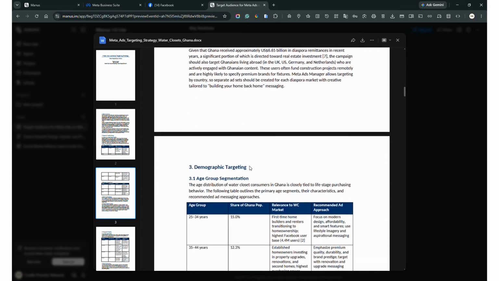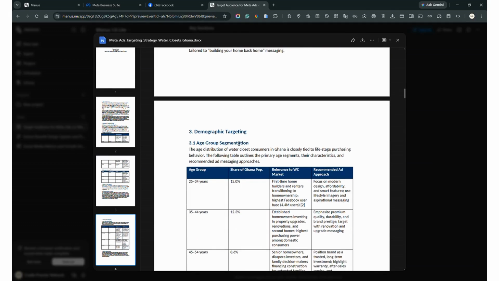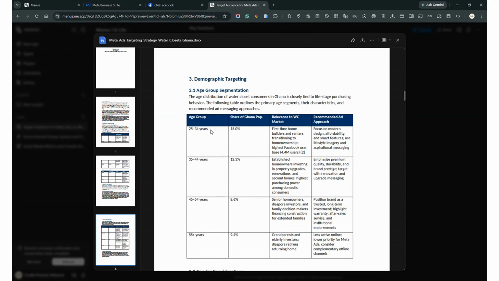And we're also looking at demographics, and demographics has to do with the age group segmentation. So looking at 25 to 34, we can see how relevant it is to the water closet market. Those people are more or less like the first time home builders and renters transitioning to home ownership. And these are about 4.4 million users, right? Recommended ad approach: focus on modern design, affordability, and smart features. Use lifestyle imagery. So this is even giving an idea of the kind of ad copy, the kind of flyer design, the kind of video ad that you have to do as well.